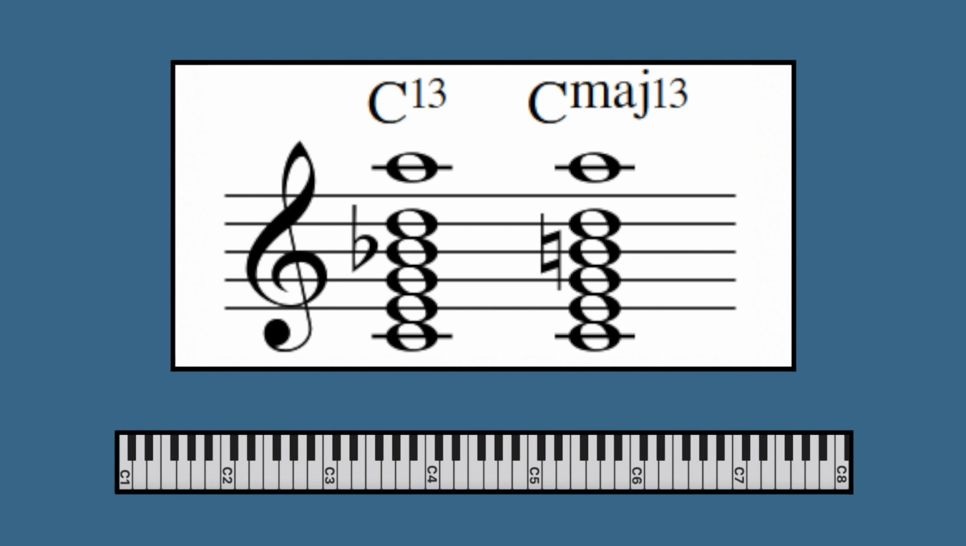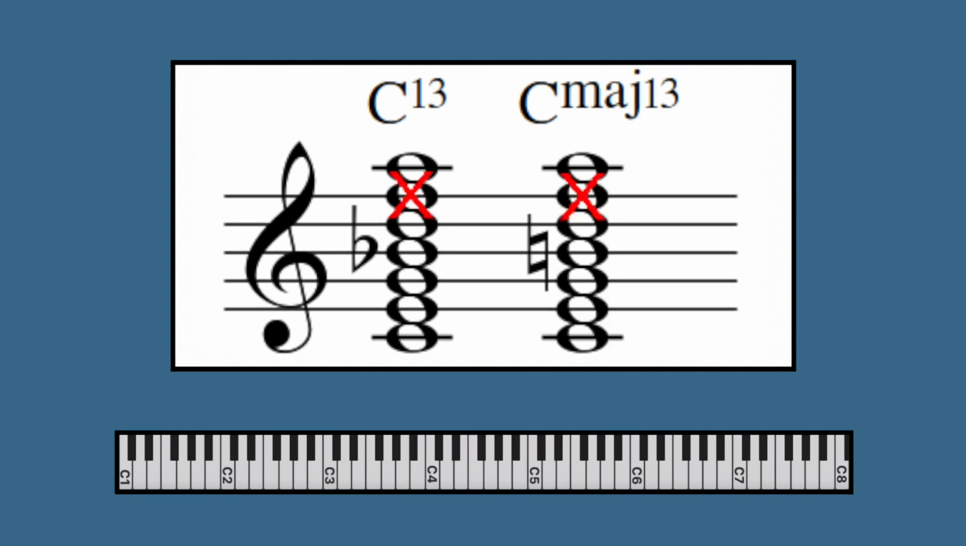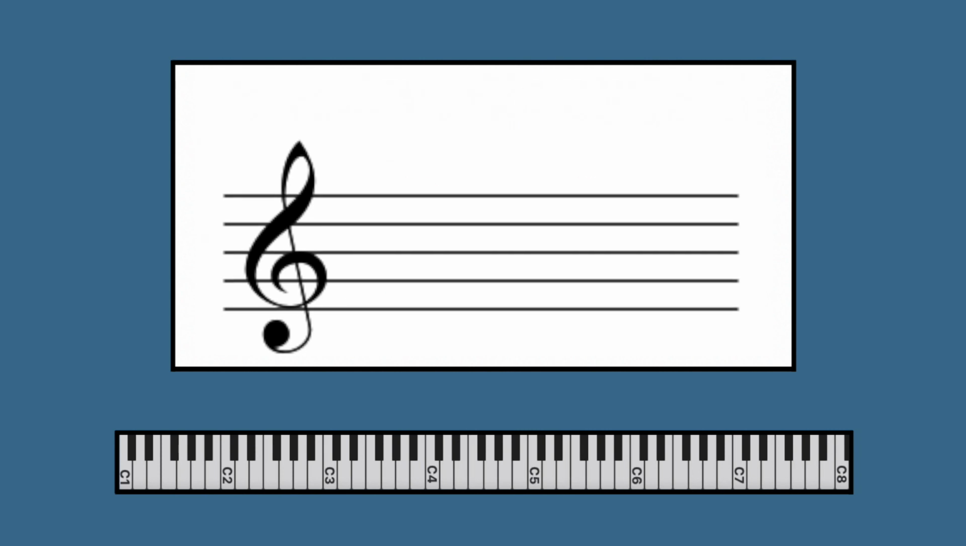In dominant 13 chords and in major 13 chords, the 11th is almost always left out. The 11th is the same as the 4th scale degree of a key, so it would clash with the major third of the chord. The 11th can be included in special cases if it is specified, but if it isn't, you should not include it in the chord.